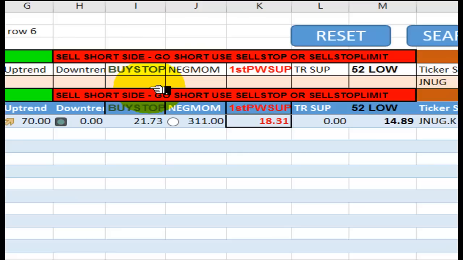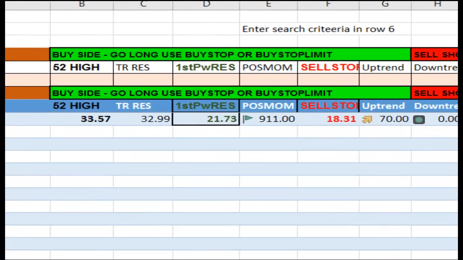Again, under the advanced filter tab, see it says sell short side. Go short, use sell stop or sell stop limit. Likewise, on the bull side of the sheet, I highlighted it green for you. This is the buy side of the sheet. Go long, use buy stop or buy stop limit. Boom. It tells you what you need to do.